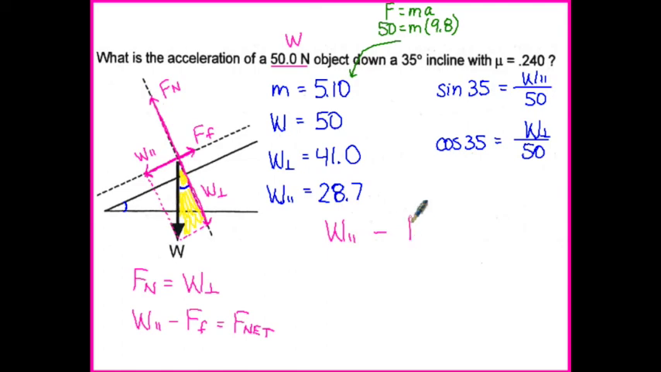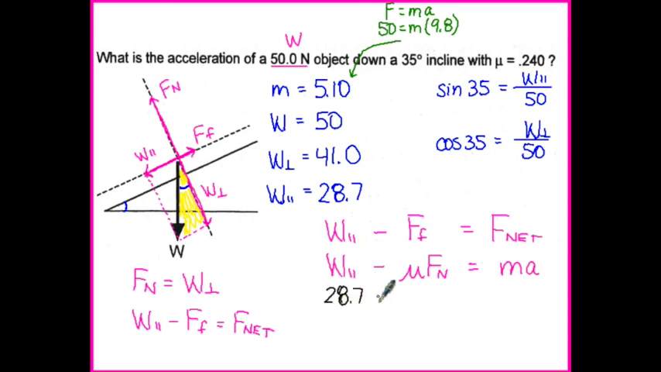I'm bringing up my equation from the diagram. Weight parallel minus friction force equals the net force. I'm going to write a row and substitute in little equations. Friction force is mu times the normal. Net force is ma, F equals ma. And now I'm going to add numbers. Weight parallel, that's up in my list. That's 28.7. Mu, the coefficient of friction, is given in the problem, 0.24.